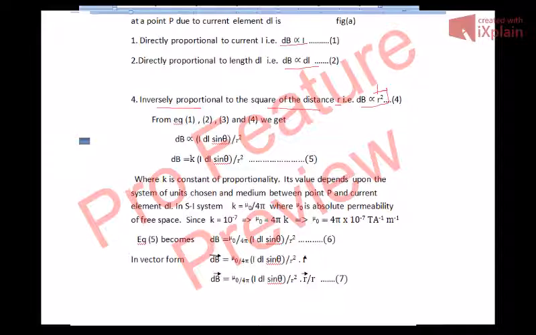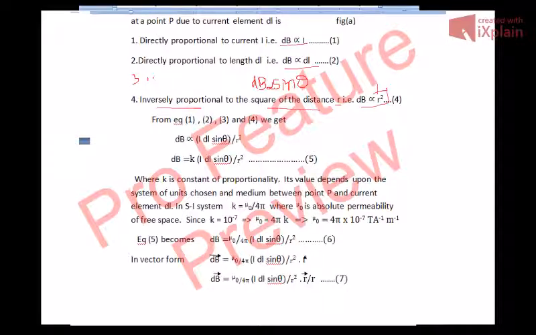Again, there is one more point, that is 3. This was the fourth. The 3 is that this magnetic field dB is directly proportional to sine of theta. It is missing here for unknown reasons, but dB is directly proportional to sine theta. Remember this thing, sine of theta.